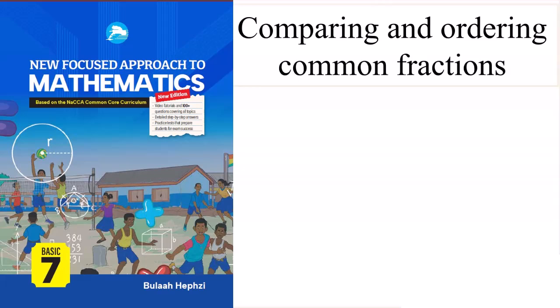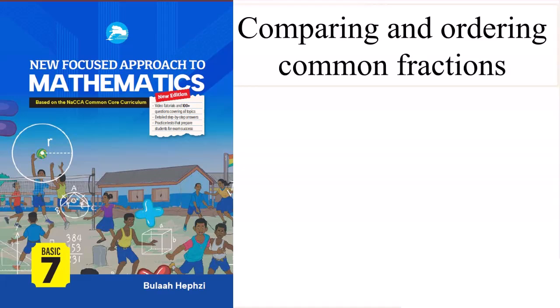In this video, we want to learn how to compare and order common fractions. Comparing and ordering simply means we want to look at which of the fractions is the greatest or the least. And when we have two or more, or let's say 3, 4, 5 fractions, we look at how we can arrange them in order of magnitude, either in ascending order or descending order.